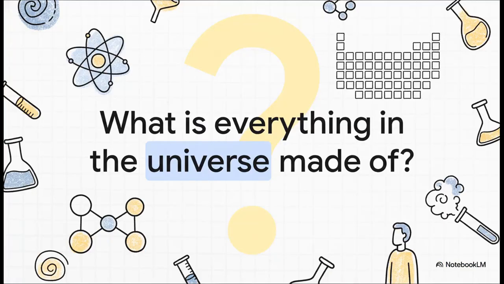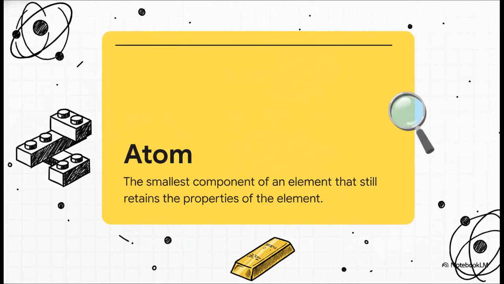Let's start with a really big but simple question. What is all the stuff in the universe? You know, the air you're breathing, the device you're watching this on, you. What is it all fundamentally made of? Well, the answer is the atom. The easiest way to think about it is like the ultimate Lego brick. If you have a bar of pure gold, the atom is the smallest little piece you can possibly have that is still fundamentally gold. If you break it down any further than that, it's just not gold anymore.